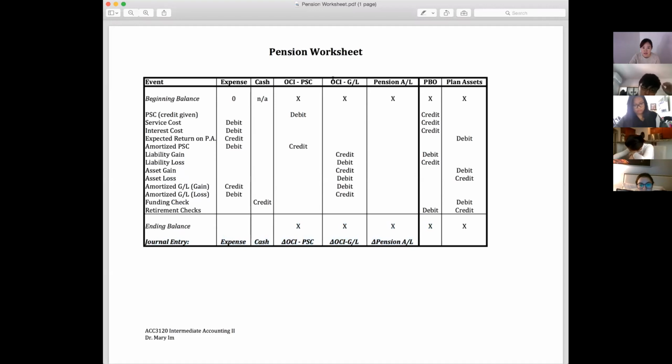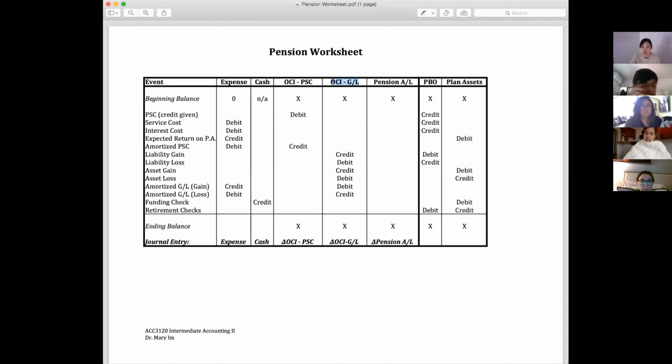Now, this column over here, OCI for gains and losses, we will ignore that column because we are not learning the effect of changes in assumptions or the changes in interest rates.